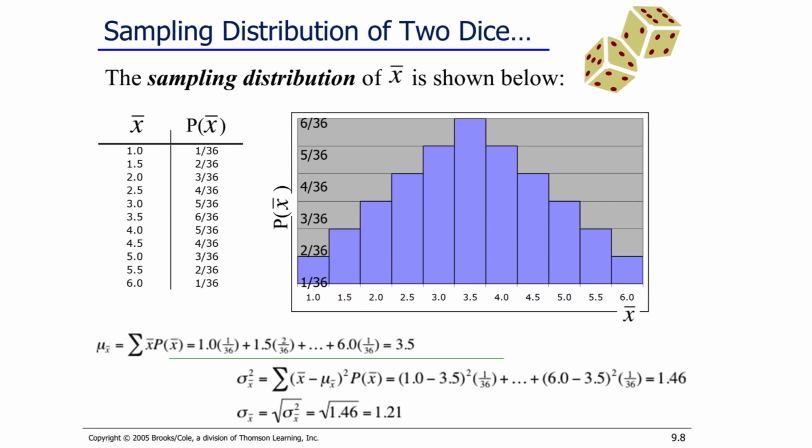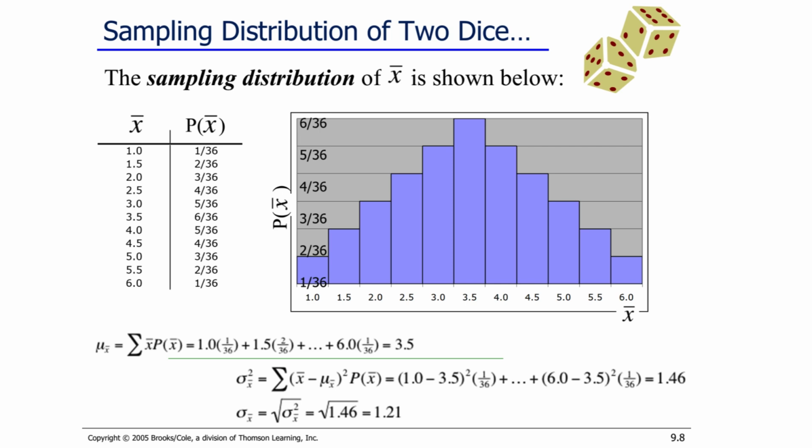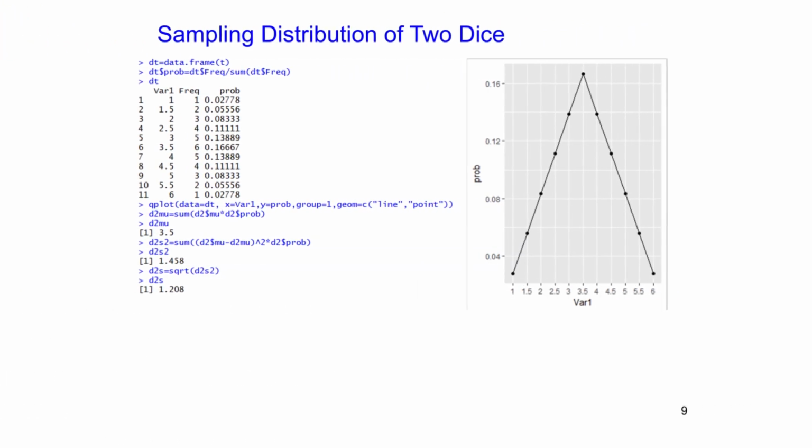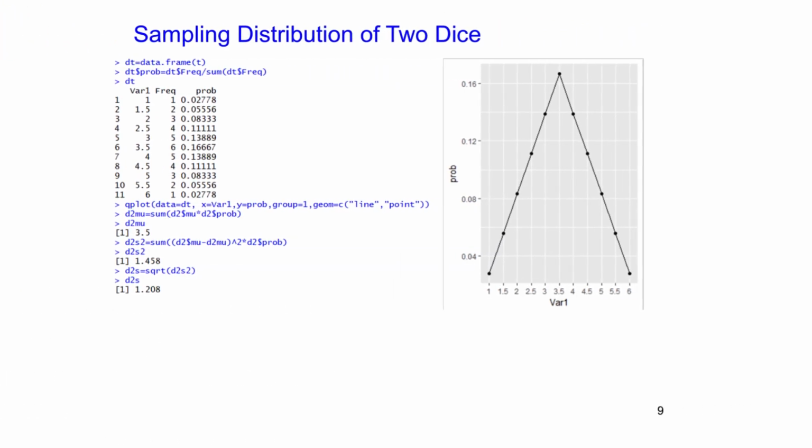The slide presents the sampling distribution of the mean when rolling 2 dice. It includes a table listing possible values of the sample mean and their probabilities, along with a histogram that visually represents the probability distribution. Additionally, the slide contains formulas for calculating the mean and variance of the distribution, with computed values. This slide presents an analysis of rolling 2 dice and the probability distribution of the outcomes.